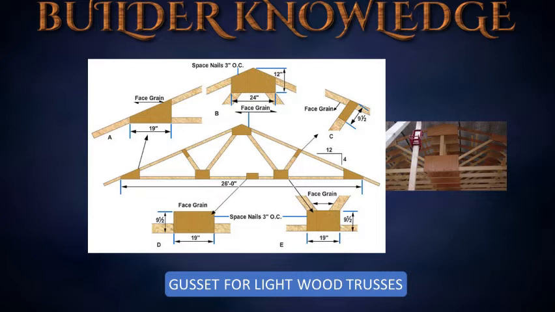Two rows of 4D nails are used for either 3/8 or 1/2 inch thick gusset. Nails are spaced so that they are 3 inches apart and 3/4 inches from the edges of the truss members. Gussets are nail glued to both sides of the truss.